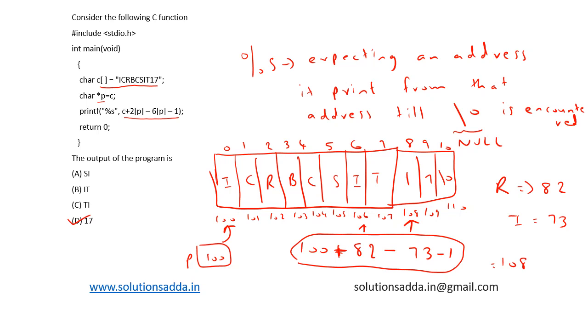Now percent s will print 1, 7 and null. So the correct answer would be, since null is not printed, it will print till null. So 1, 7 would be printed and option D is the correct answer.